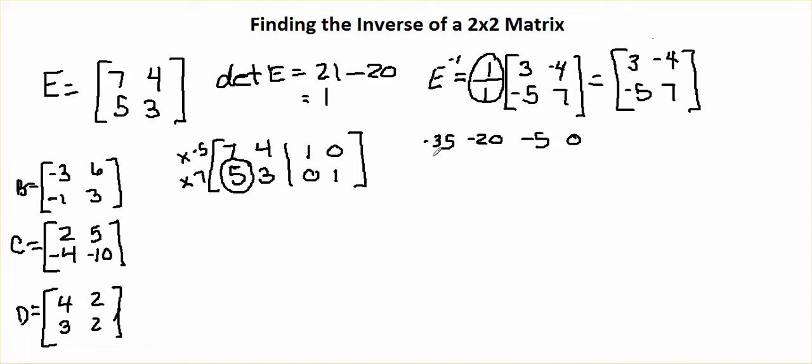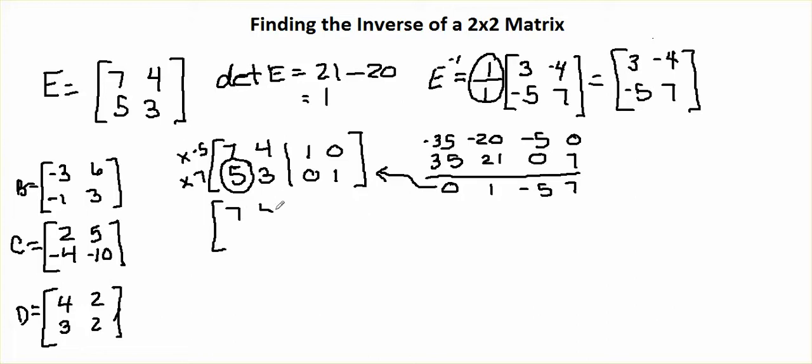7 times 5 is 35. Then we have 21. We get 0. And then we get 7. And when we do our math, we get 0, we get a positive 1, a negative 5, and a 7. And since we were trying to eliminate this bottom number here, we're going to replace the bottom row with our new row. We have 7, 4, 1, 0, 0, 1, negative 5, and 7. So I'm going to draw my line.